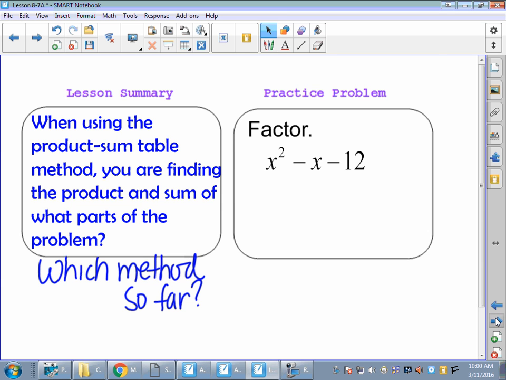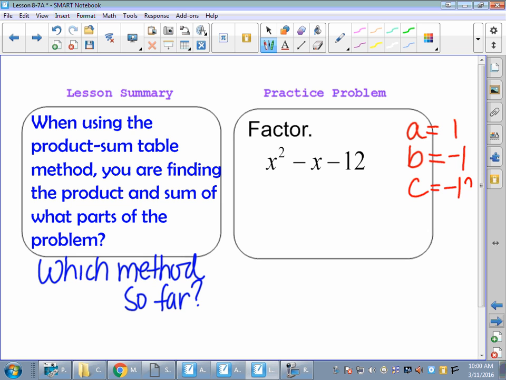If you like the product sum table for this, let's make sure you know what a, b, and c are. A is the number out in front of the x squared term. That's a 1. What about the number out in front of the x? Everybody sees that it's a -1, right? And then our c value, -12. So if you're doing a product sum table, use those. If you're going to do guess and check, you're just going to have your 2 parentheses. So you're going to put in the first spot for each parenthesis what multiplies to x squared. Second spot for the parentheses what multiplies to -12. And then check to make sure you get a -1x for your middle term.